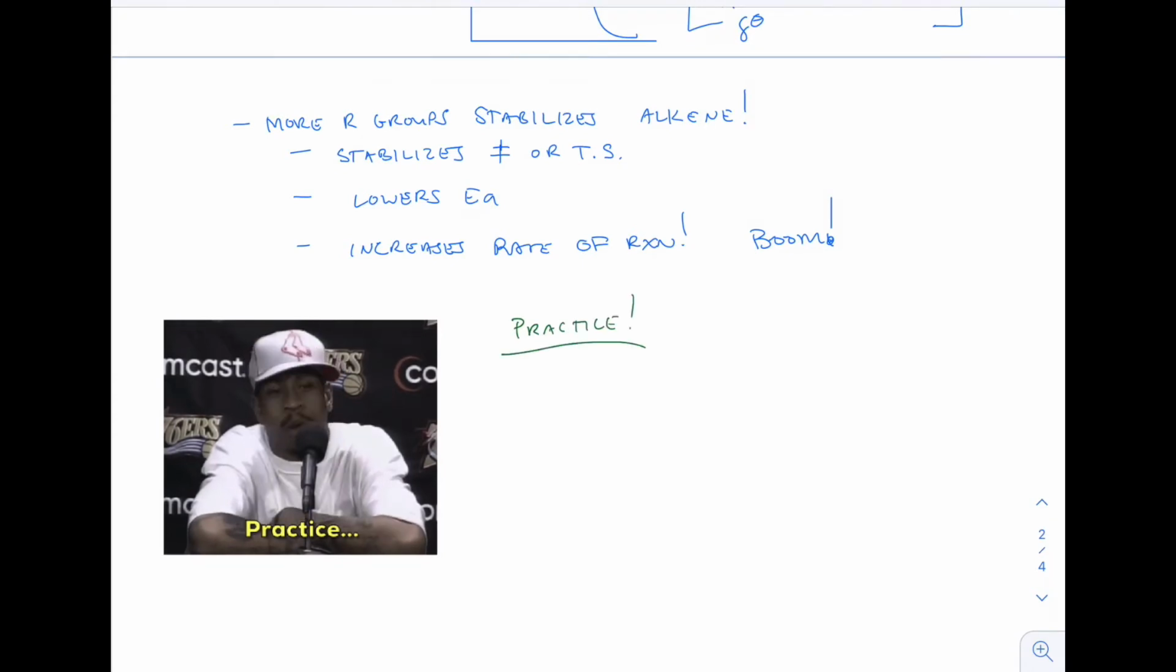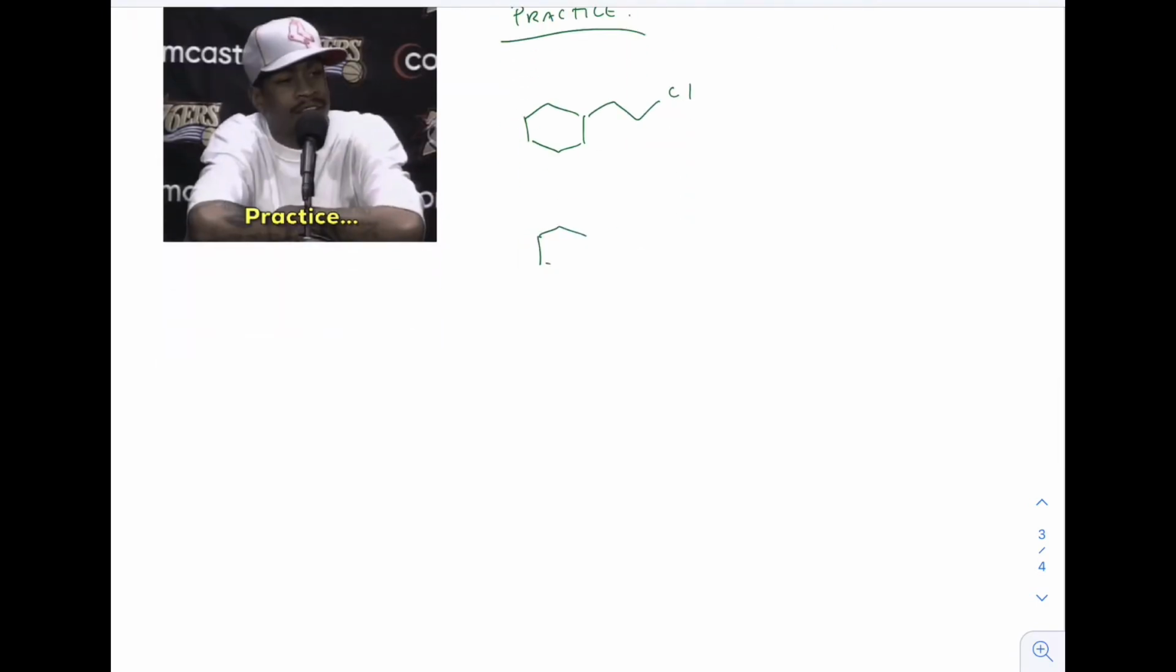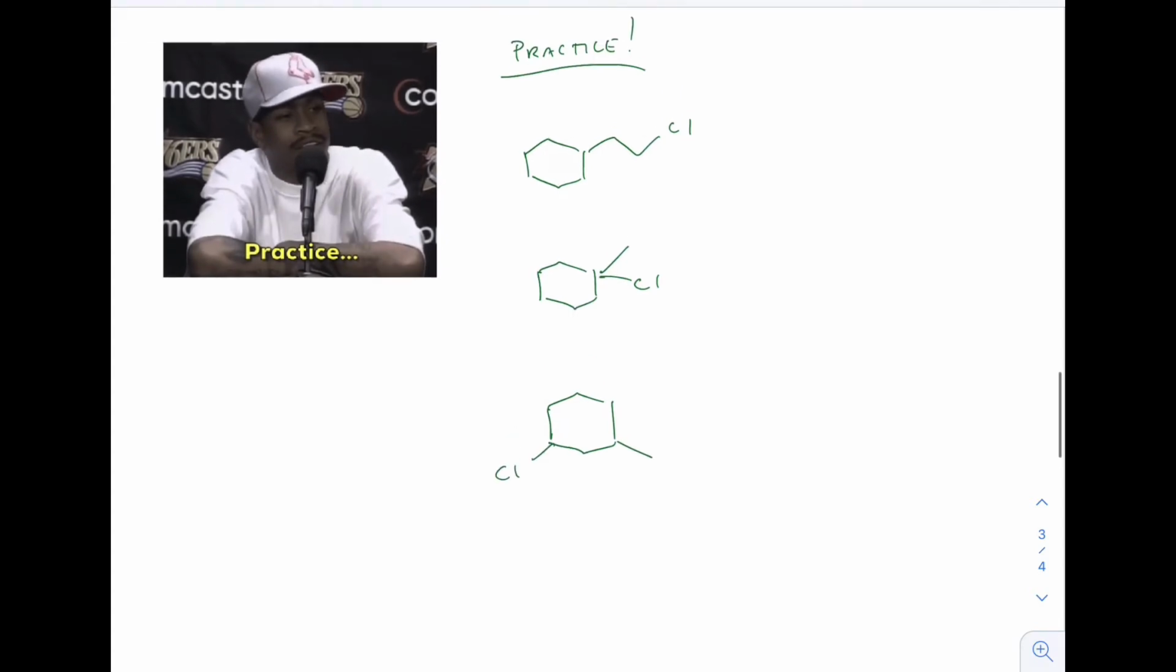So we have to talk about practice. All right, so let's do a little bit of practice, and really, it's pretty straightforward stuff. I think again, if you handled chapter 6 and 7, you're gonna kill this chapter. You're gonna be cruising. It does get a little bit weird when we're starting to compare substitution and elimination, though. So just get ready. Rank in the order of increasing E2 reactivity.